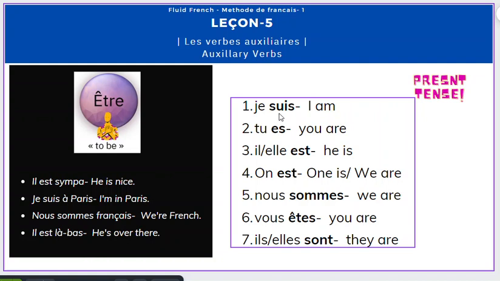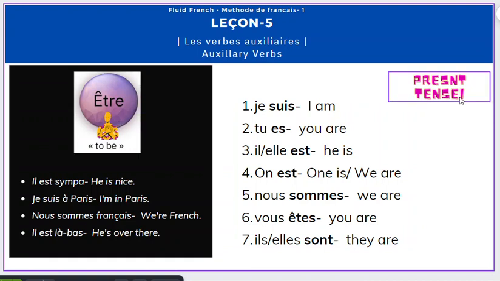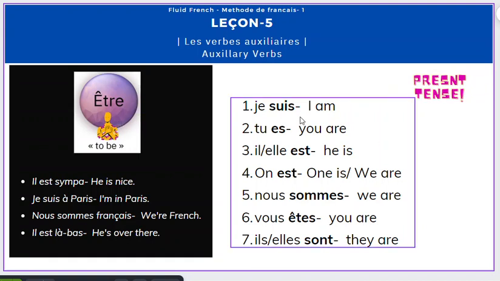Okay, je suis. Now all these highlighted words that you're saying, they are forms of être in present tense. Je suis, tu es, il, elle, it's either il, elle, he and she, on est. Now, on is a very specific pronoun in French which is used for, like in English we say, one doesn't like it. So we are talking about somebody in general, not specifying.